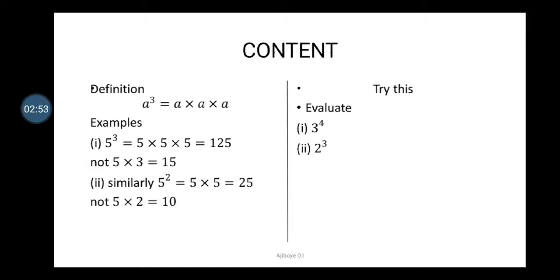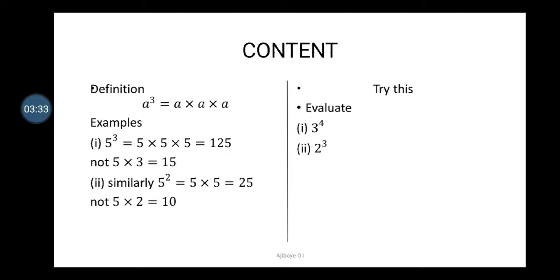Therefore, 5 raised to power 3 is not 5 times 3, and 5 times 3 is 15. So 5 raised to power 3 is not 15. Rather, 5 raised to power 3 is 5 times 5 times 5, which is 125. Also, 5 raised to power 2 is 5 times 5, which is equivalent to 25. And therefore, 5 raised to power 2 is not 5 times 2. Rather, 5 raised to power 2 is 5 times 5, 5 into 2 places.